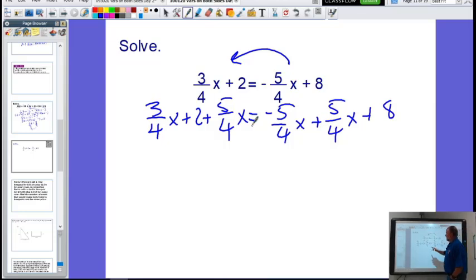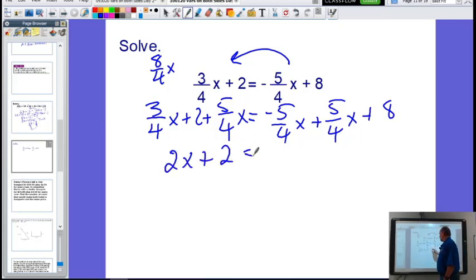So now if we look over here and simplify this left-hand side, I've got 3/4 and I've got 5/4. Now to add fractions, we know we've got to have common denominators. Well, we have that. So if I have 3/4 and 5/4, how many 4s does that make altogether? That makes 8 of them. So we end up with really 8/4 x. But what does 8/4 simplify to? 8/4 would simplify down to just plain old 2x plus 2 equals.